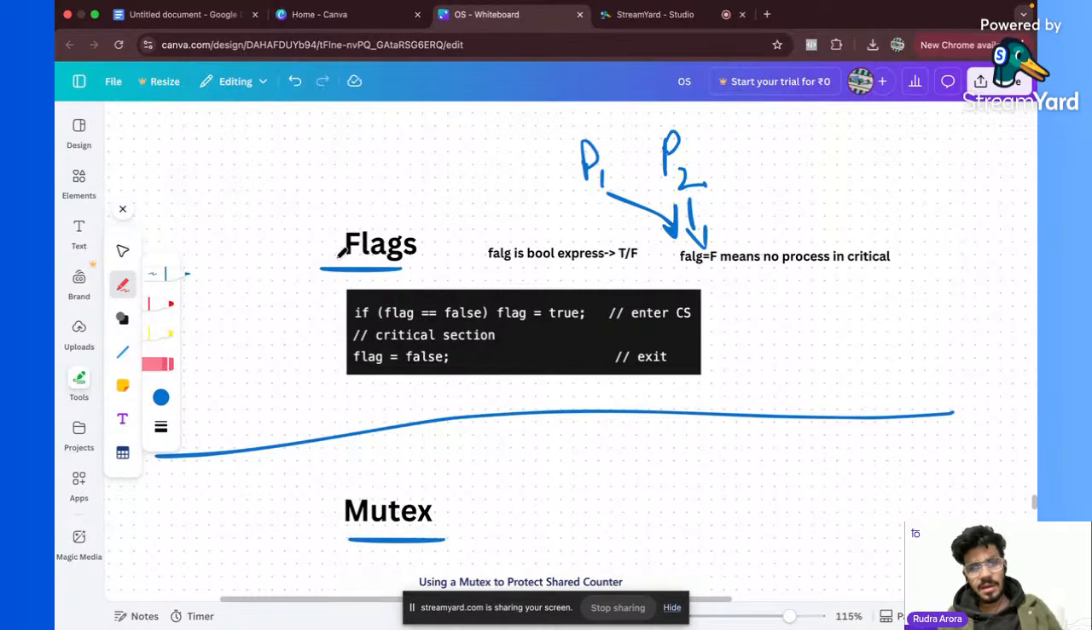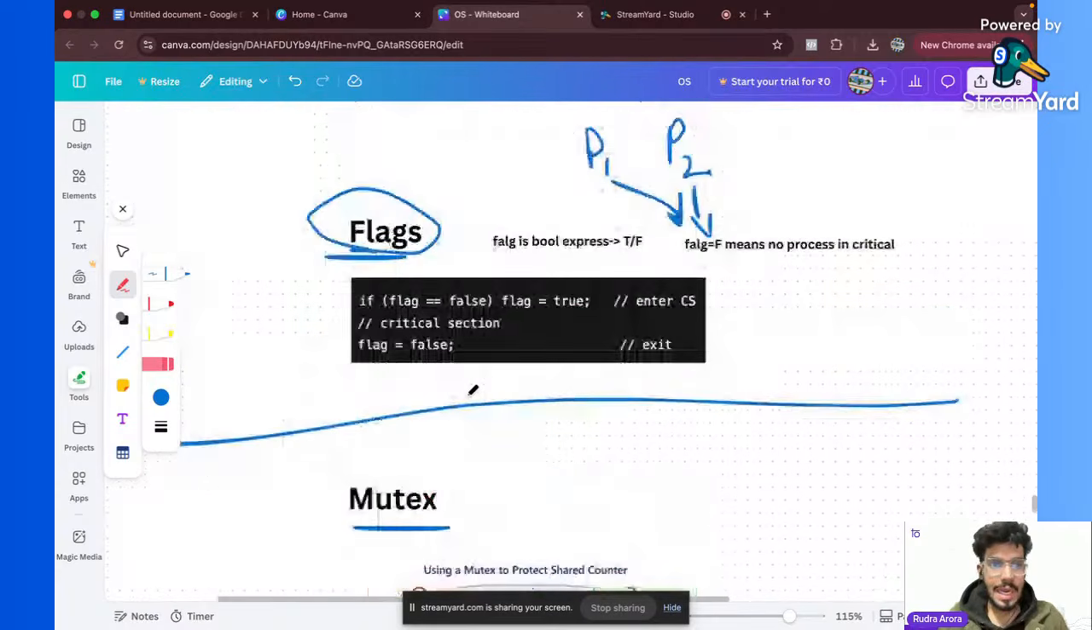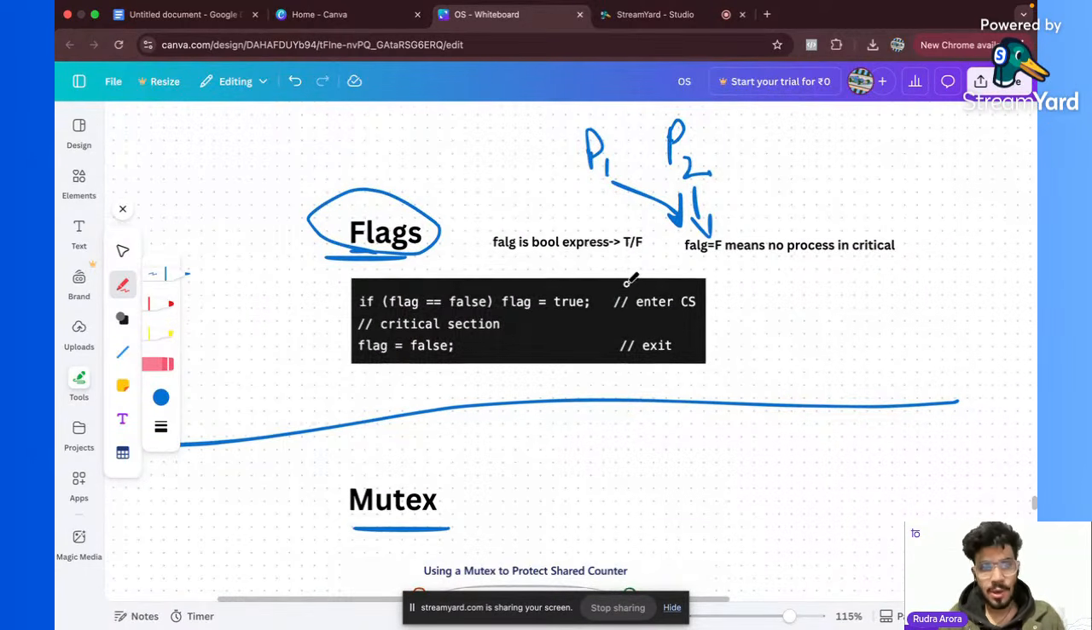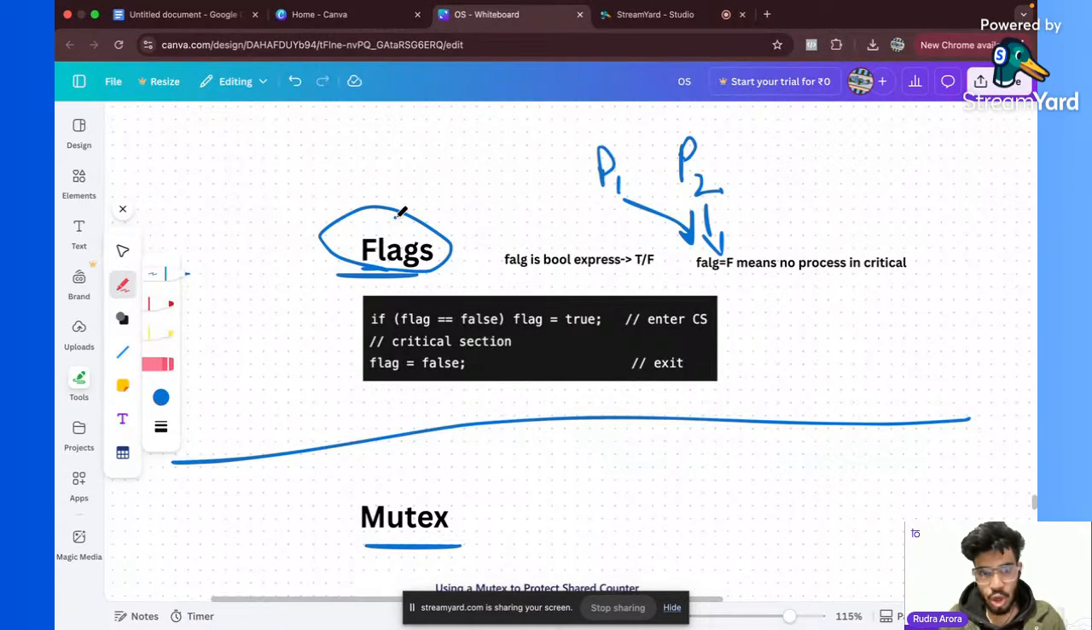But then what would be the advantage of using a flag? There would be no advantage, and it would lead to the same race condition. So flag is not an option at all.